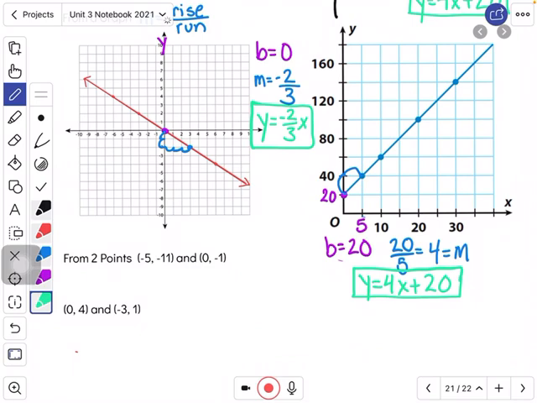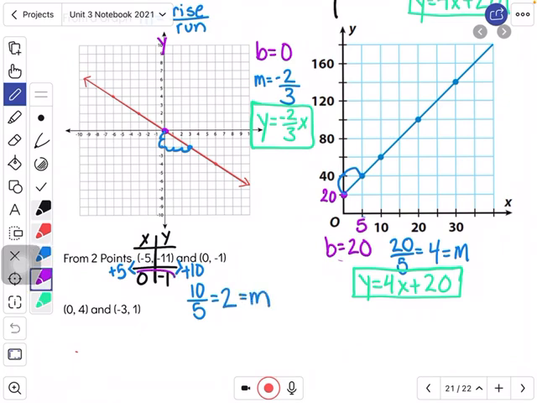Same as the table. From 2 points, you have 2 options. You can turn your points into a little table and do your change in y, which is +10, change in x, +5, so 10 over 5 equals 2, which is your slope. Your y-intercept is where x equals 0. Your equation is y equals 2x plus negative 1, or more formally, y equals 2x minus 1.